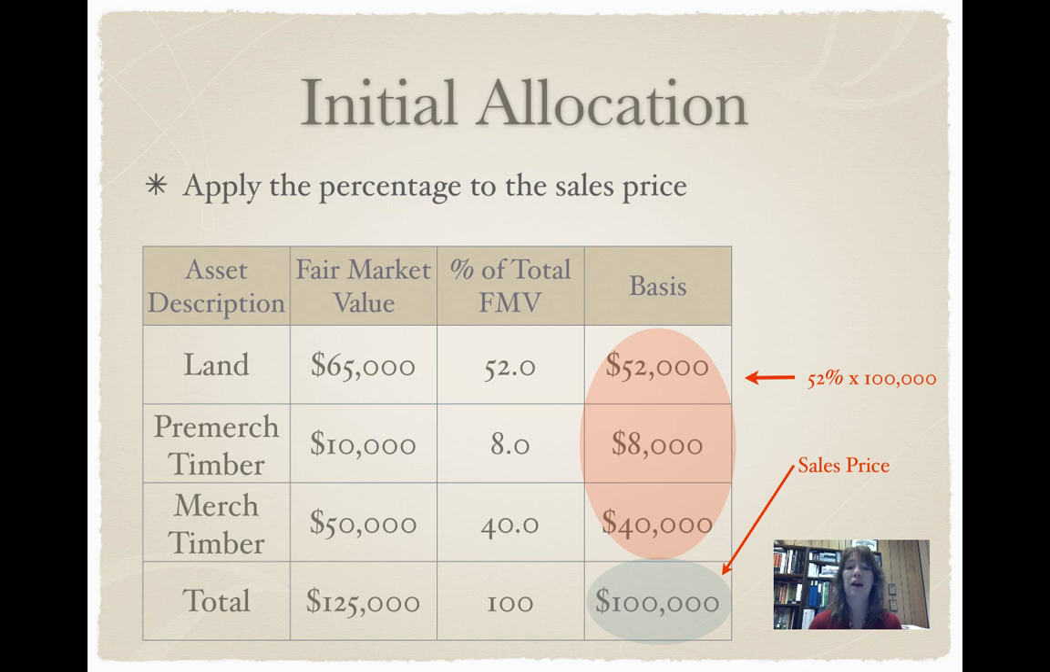8% of the fair market value was attributable to pre-merchantable timber. We'll now multiply that by the $100,000 sales price and come up with $8,000 in the basis account for pre-merchantable timber. Next, we'll look at merchantable timber. 40% of the total fair market value was in the merchantable timber. We'll multiply that by the $100,000 total purchase price for $40,000 that we want to allocate of the basis to merchantable timber. Add those numbers up and they again should add up to $100,000. That is the maximum that you're allowed to allocate, but you do want to make sure that you allocate every dollar of what you paid for it.